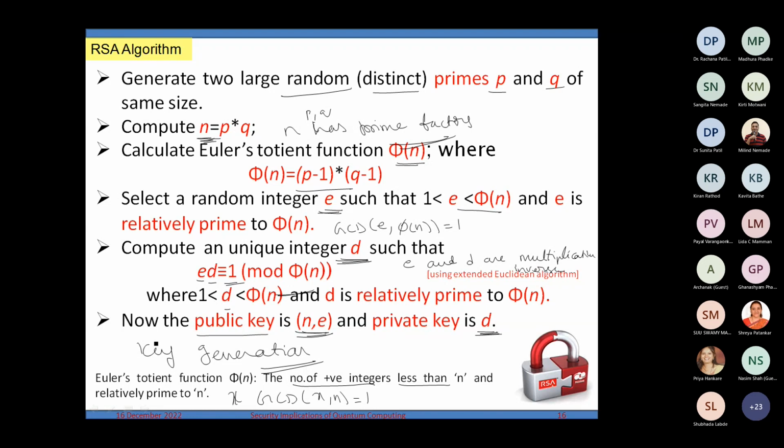What is the key pair? The public key and the private key. This is how I generate keys. So we can call this the key generation steps.